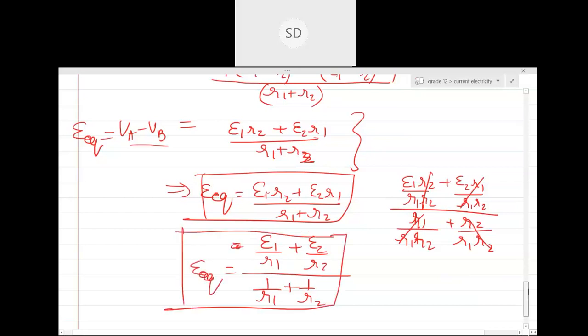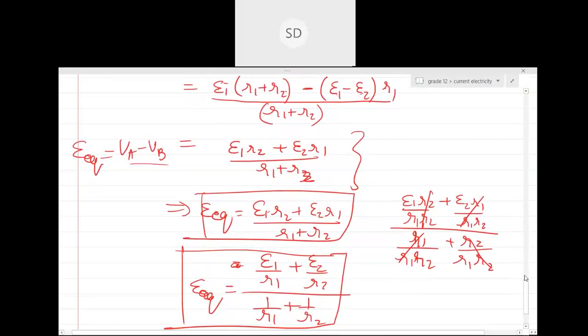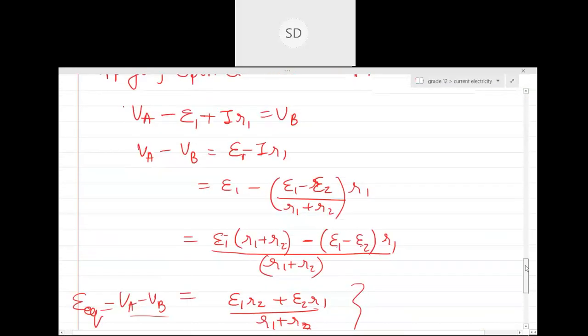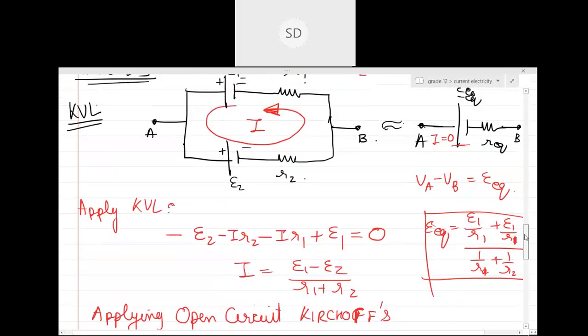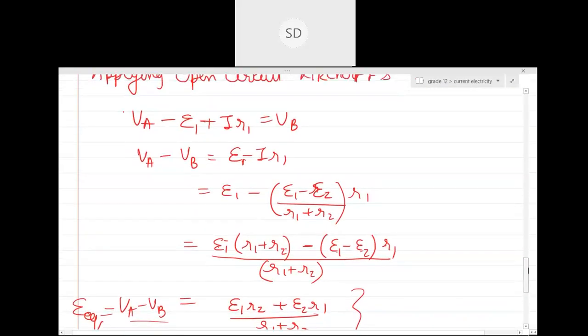If you cannot use this method in your school, then we'll do the other one as well. First, write down this thing. Till where have you copied it, guys? Did you copy it till here? Everyone copied till the I formula. So apply open circuit Kirchhoff. We'll use nodal now after this.